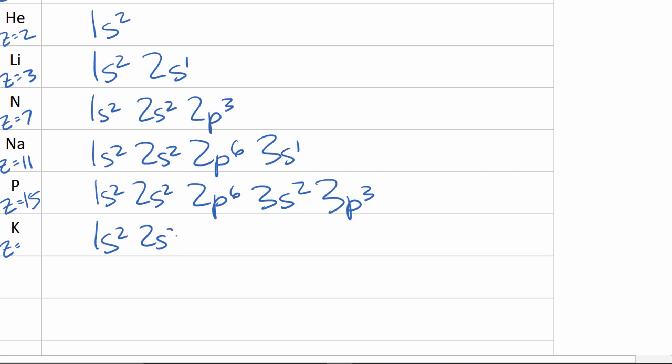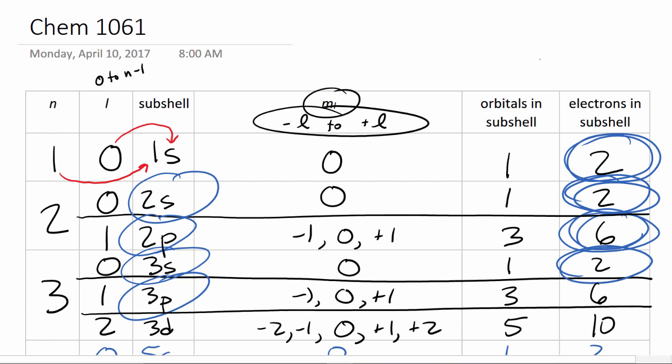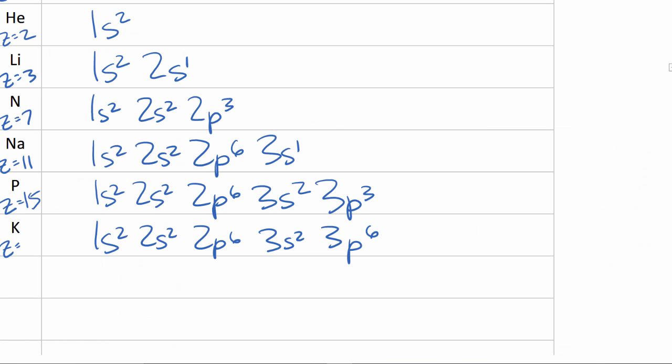We start out 1s2, 2s2, 2p6, 3s2, 3p6, because the p sublevel now holds up to 6 electrons. And after 3p, we are going to go with 3d. We'd love to go with 3d, but we're going to go with 4s, and it's going to be 4s1.